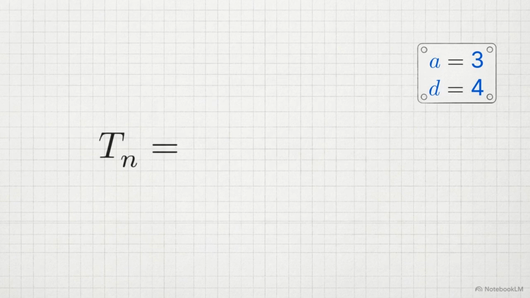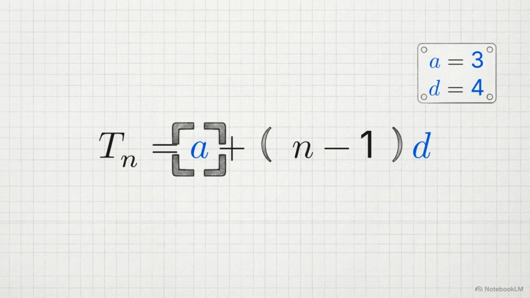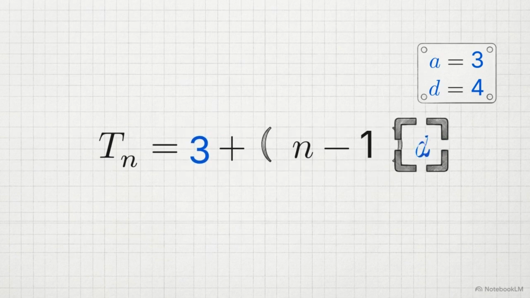It is written as t subscript n equals a plus (n minus 1) times d. Now we substitute our known values. For our specific sequence, we replace a with 3 and d with 4.